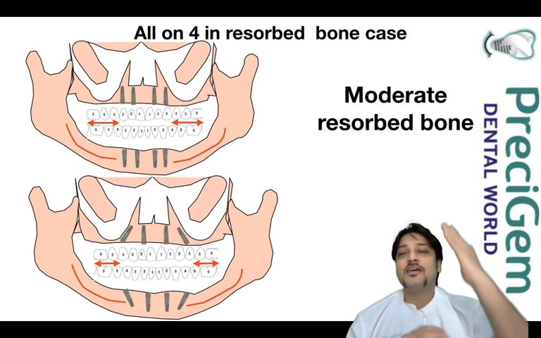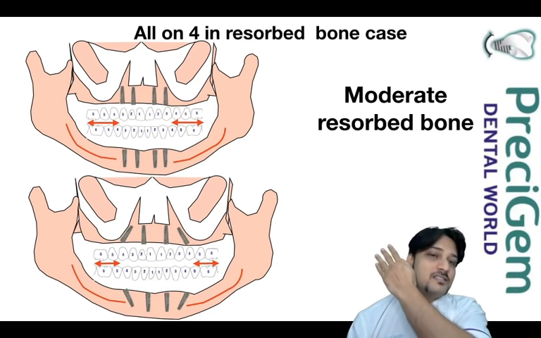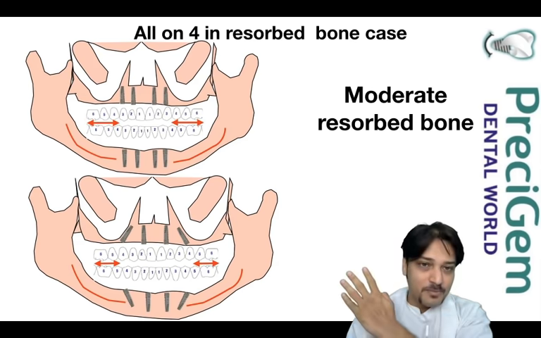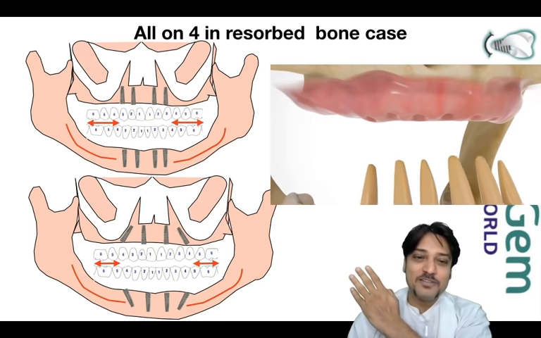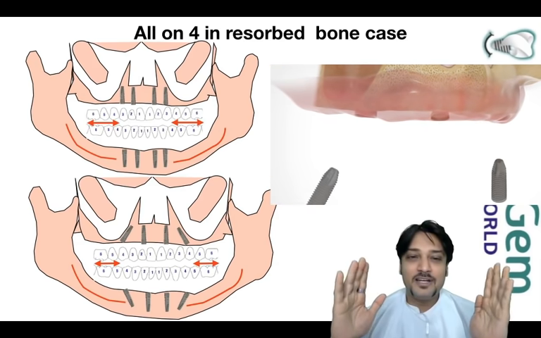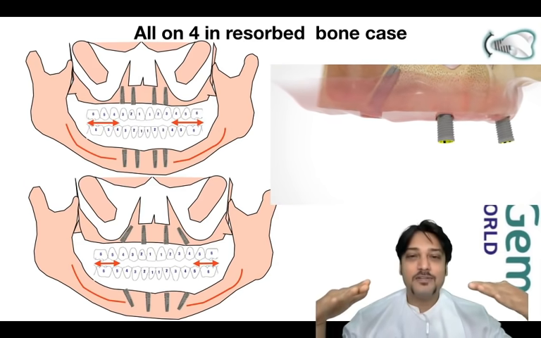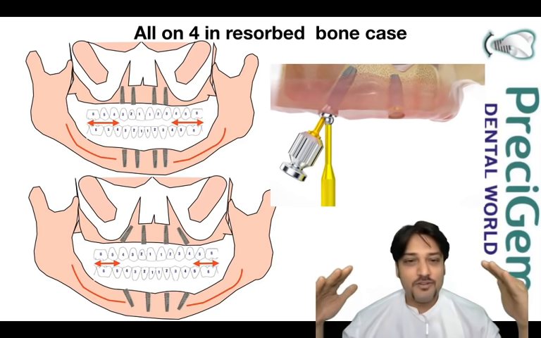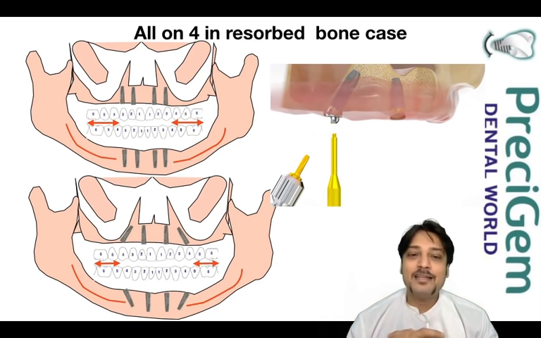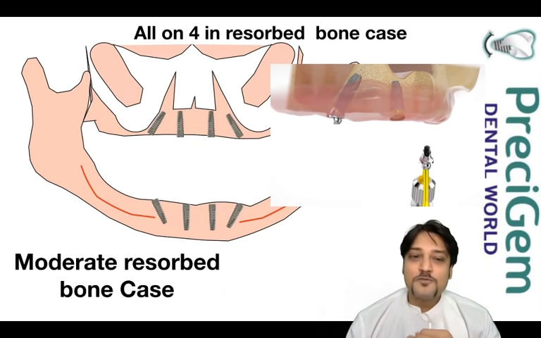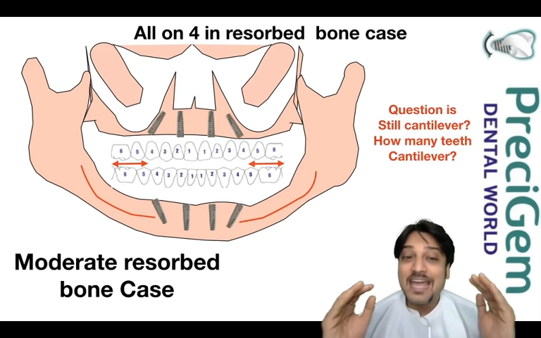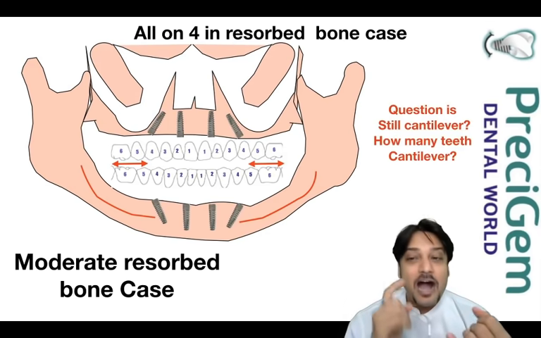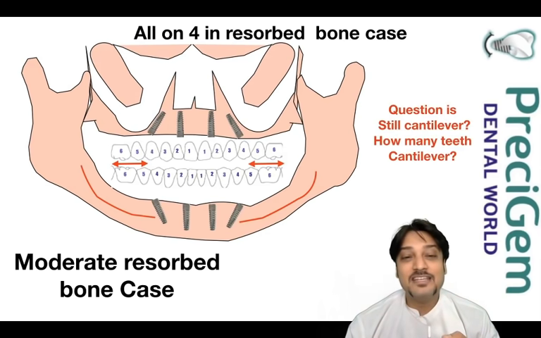So the above slide is nothing but the traditional way the four implants are placed, just like all-on-6, but that's not possible because the cantilever is very high, whereas here they have tilted the rear implants, or the back implants, with a particular tilt of maybe 30-45 degrees, and then they reduce the segment by one tooth. So basically this is the all-on-4 concept for a moderately resorbed bone case, but definitely there is going to be cantilever. Now the question is, how much cantilever and how many teeth of cantilever?